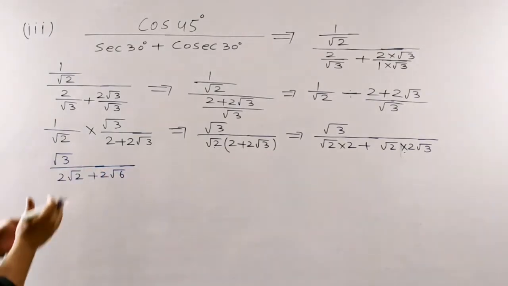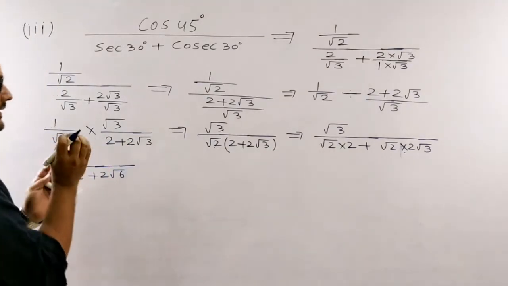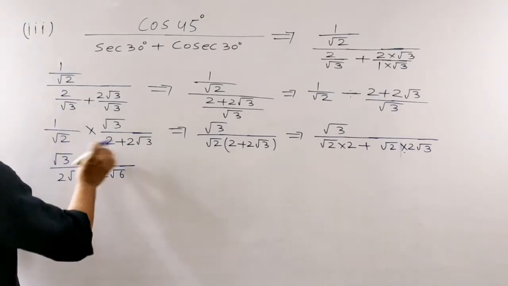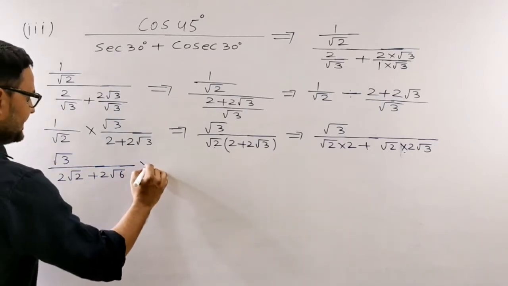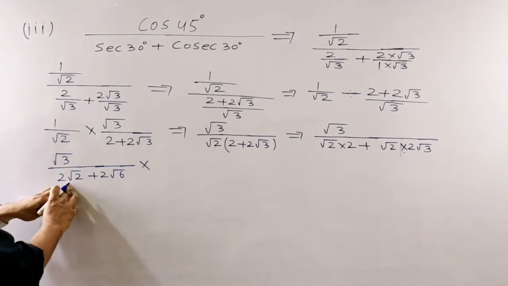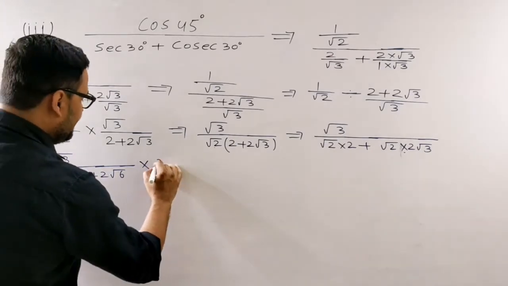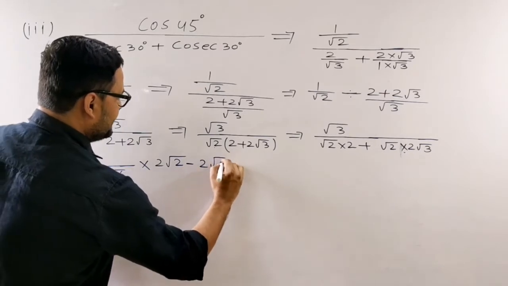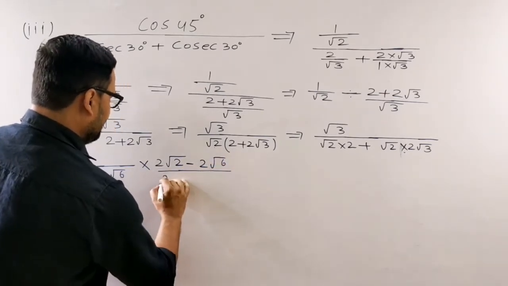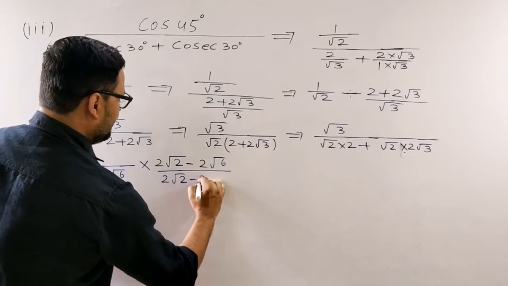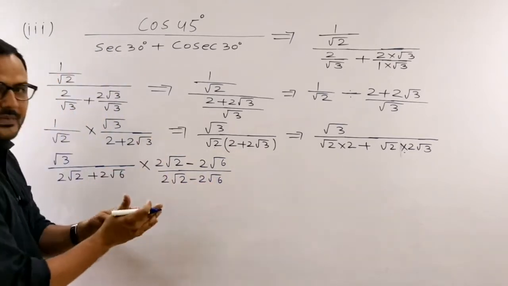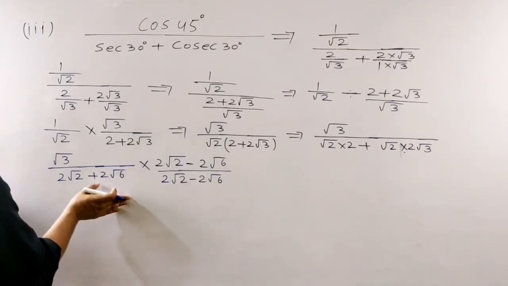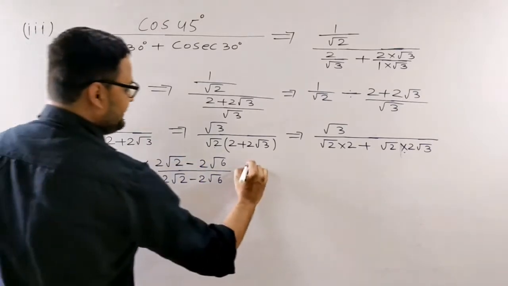This we cannot leave. Then we will go back. Class 9. The first chapter was like we have to rationalize the number. So we are going to rationalize this number. Now how to rationalize? We have 2 root 2 plus 2 root 6, so we are going to write 2 root 2, this plus will be minus, minus 2 root 6, and divide 2 root 2 minus 2 root 6. If you remember class 9, we did like that. This plus, this will be minus; if this is minus, it will be plus.